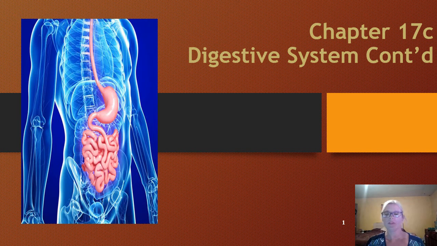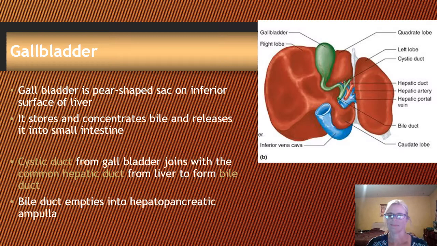So let's finish up the digestive system. We're going to look at the gallbladder and some other things that are left. All right, so the gallbladder is this pear-shaped organ here. It is on the inferior surface of the liver. It's connected to the cystic duct and joins the hepatic duct, which are both, here's the hepatic there, cystic there.